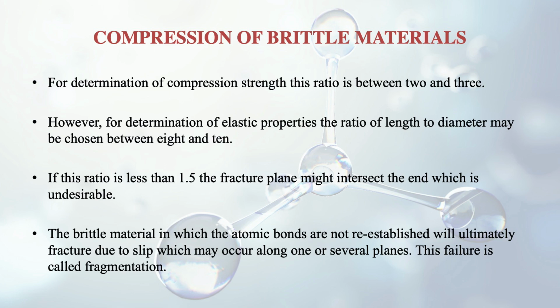So the brittle material in which the atomic bonds are not re-established will ultimately fracture due to slip, which may occur along one or several planes. This failure is called fragmentation. Now if it is slipping, it is occurring due to shear. This failure is occurring due to the shear.